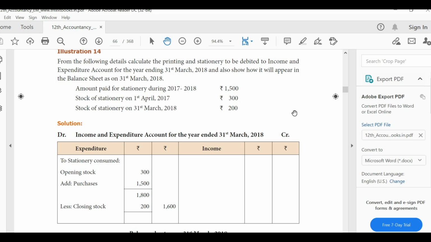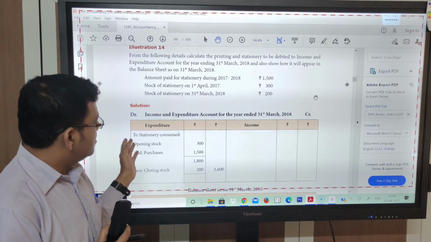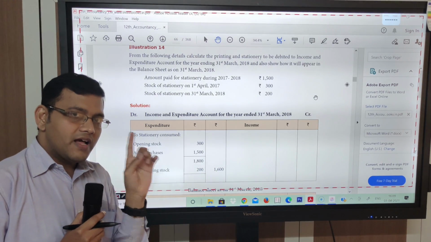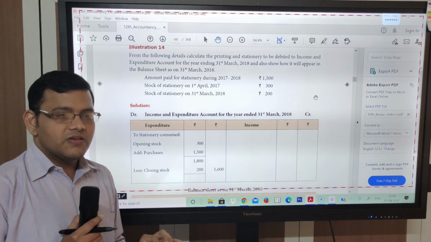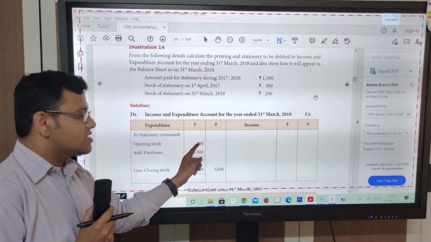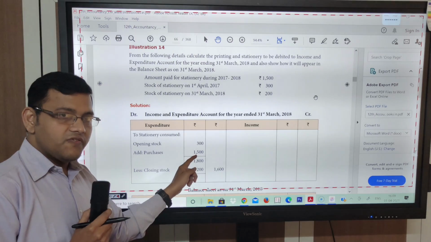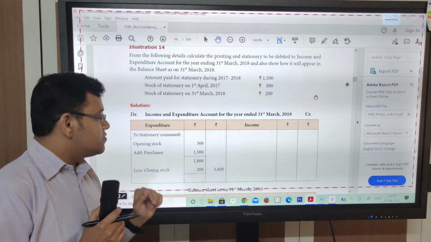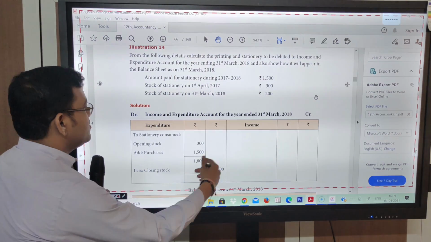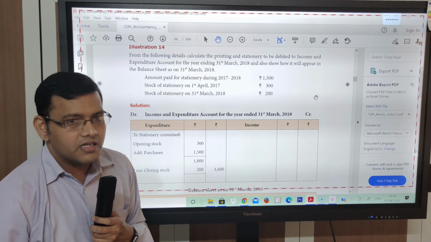Closing stock is 200. So we'll go back to the same format, and the expenditure will show what? Consumption. Under consumption, it is opening stock plus purchases minus closing stock. Opening stock is 300, purchases is 1500 and closing stock is 200. So we'll get 1600 as consumption, and this closing stock again will show as part of the balance sheet under the asset side.